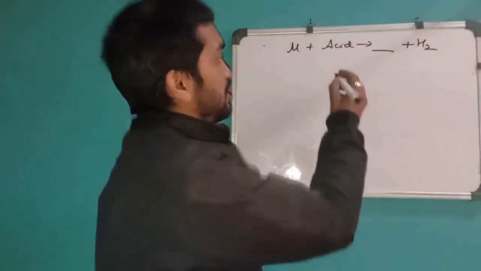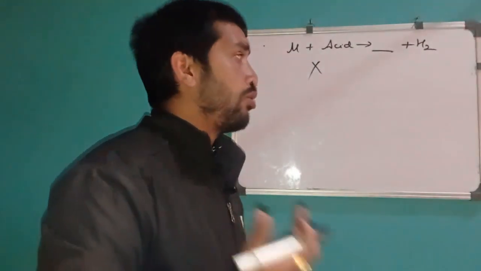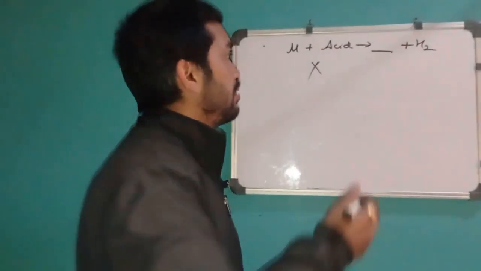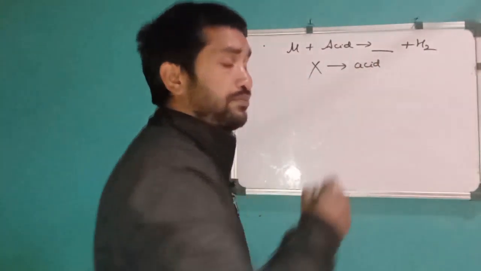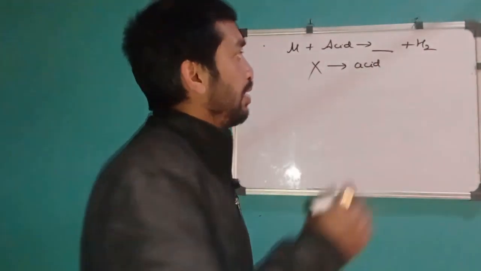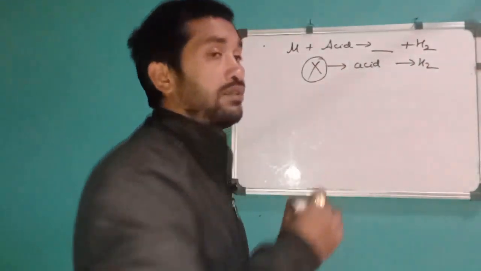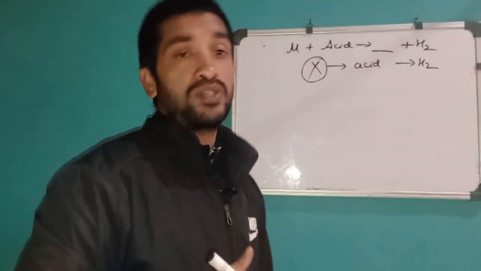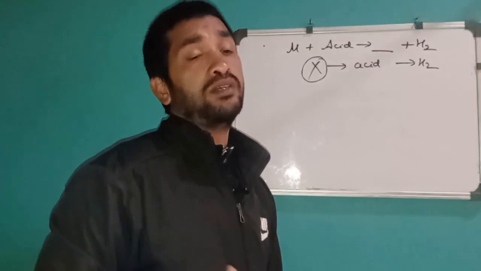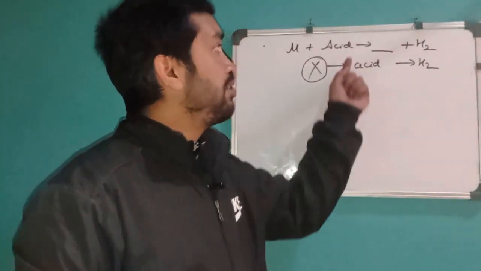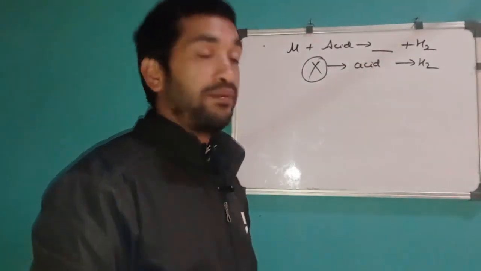Suppose any element X is given to you. I don't know whether it is a metal or non-metal or something else. So if you make X react with acid and it liberates hydrogen, then definitely X is a metal. If hydrogen liberation is not there, then definitely it's not a metal, it will be some other species. So this is a standard reaction for the test of metals. Metals when they react with acid liberate hydrogen gas.